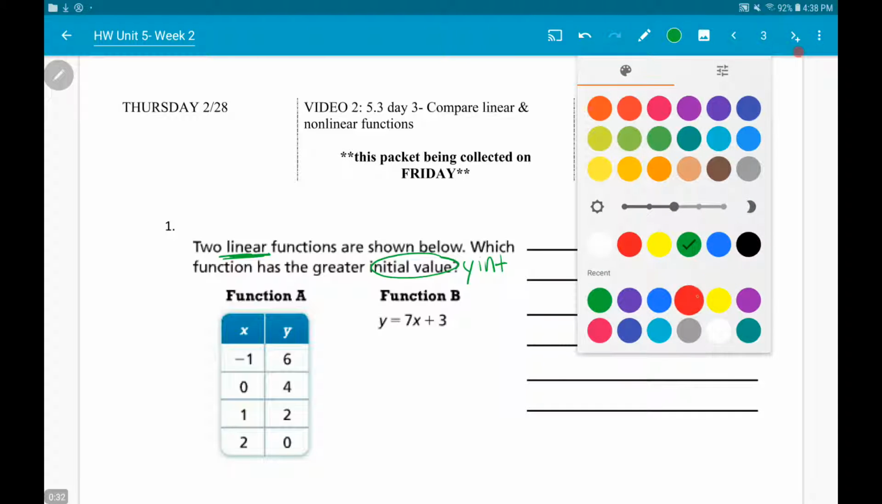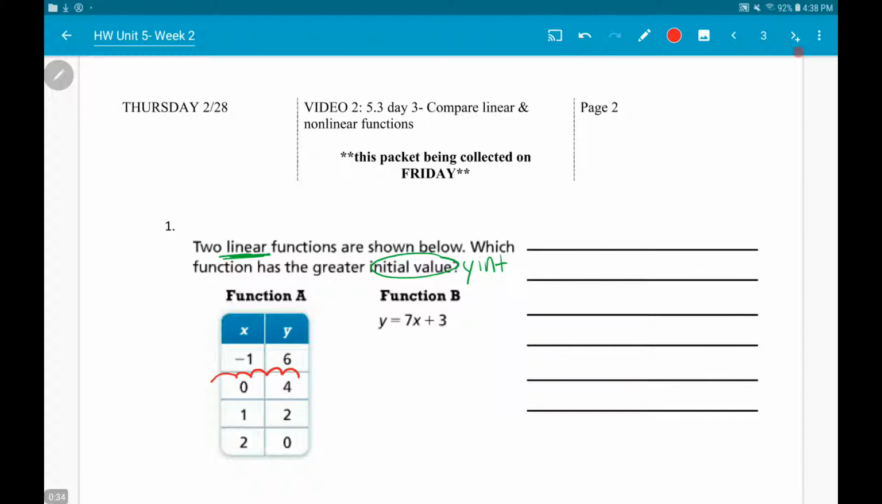So when I look at a table, I'm looking for the y-intercept. And remember, the y-intercept is when x is 0. So this is our y-intercept of 4. And then here, my y-intercept is the number without the variable x. So my y-intercept is 3. So it's asking me which one is greater.